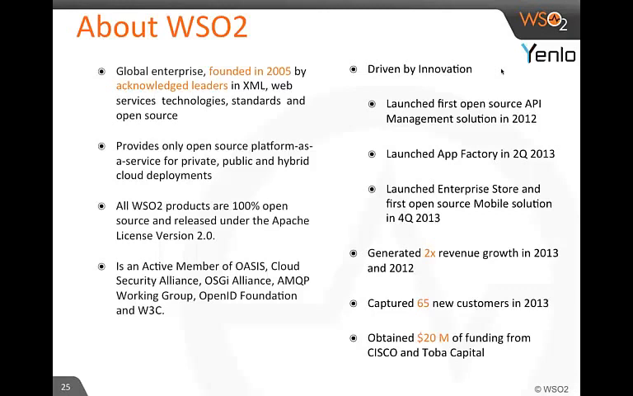Thank you, Kuslani. I'll talk about Yenlo, of course. We're a global enterprise founded in 2007. We're big in Java, we're big in open source. I think we're the #1 in the field of integration solutions and managed services. We are the #1 strategic alliance partner of WSO2.